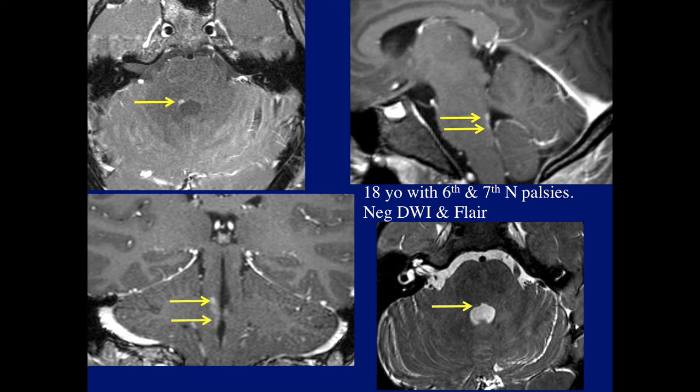And here was an unusual case. An 18-year-old came with a 6th and 7th nerve palsy, had negative DWI. There was no abnormal signal on the FLAIR, but following contrast, there was a little bit of enhancement, kind of in a linear fashion, both on the sagittal and the coronal plane. We thought that likely this patient had some sort of a small vascular malformation in the region of the 6th and 7th nerve nuclei, which was causing the patient's symptoms.